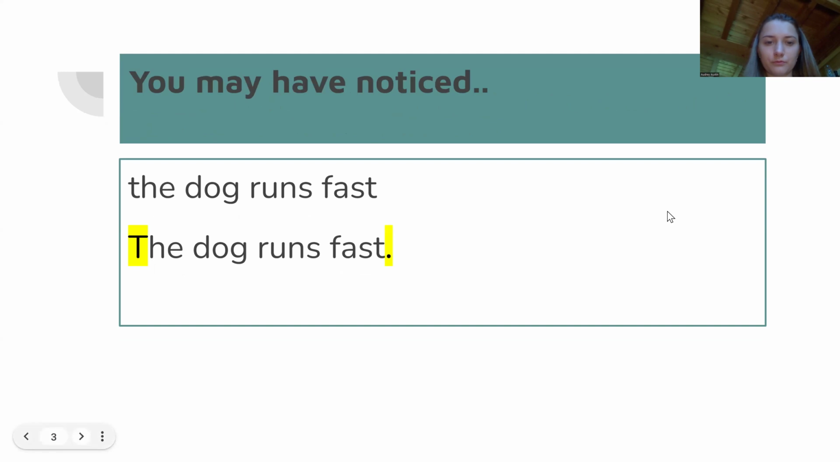So you may have noticed that the first sentence and the second sentence are not the same. When we first look at this first word, the, you might notice that there's a lowercase letter t. The dog runs fast, and there's nothing at the end of this sentence. In the second sentence, we see the first word, the, starts with a capital T, which is highlighted in yellow. The dog runs fast, and it's ending with a period, which is also highlighted in yellow.